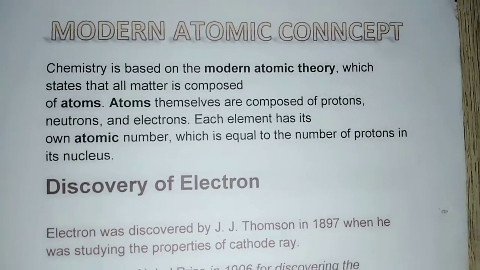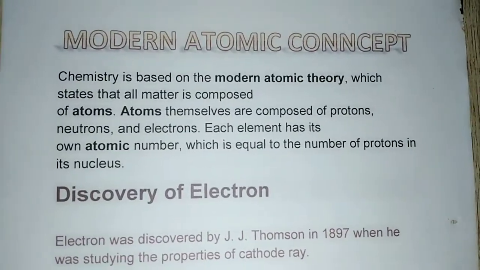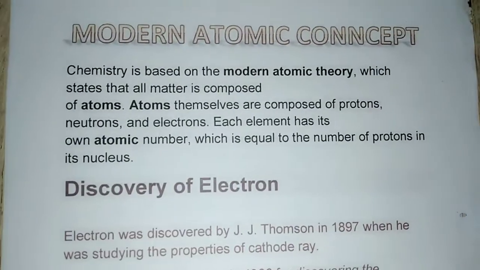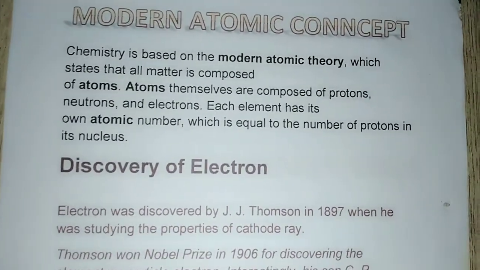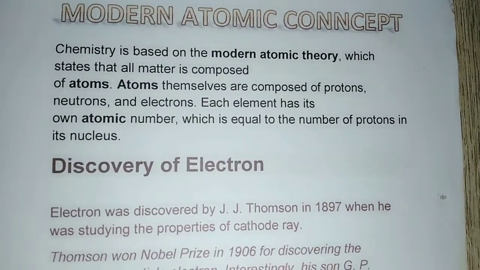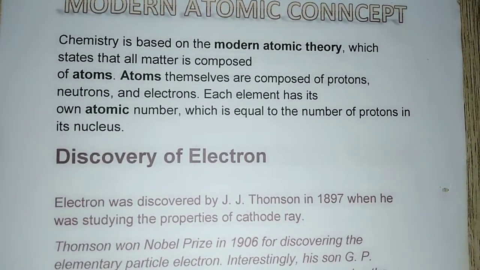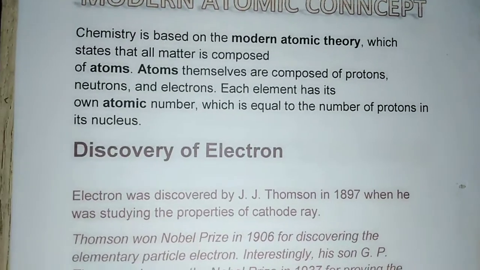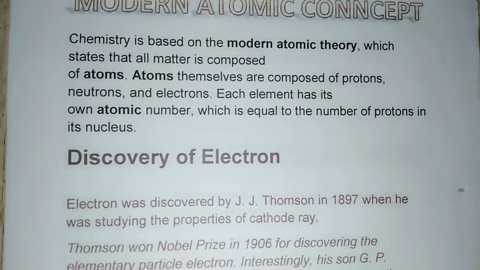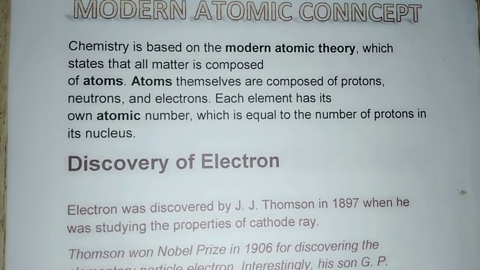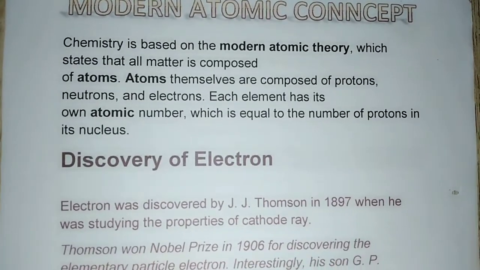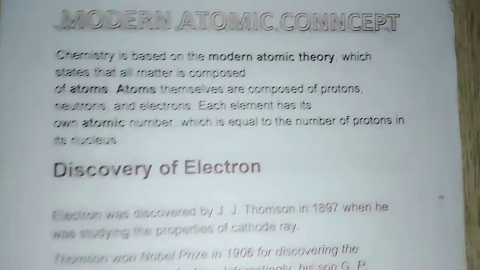Hi, today we'll learn about the modern atomic concept. Chemistry is based on the modern atomic theory, which states that all matter is composed of atoms. Atoms themselves are composed of protons, neutrons, and electrons. Each element has its own atomic number, which is equal to the number of protons in its nucleus.